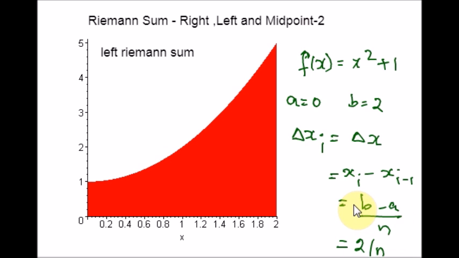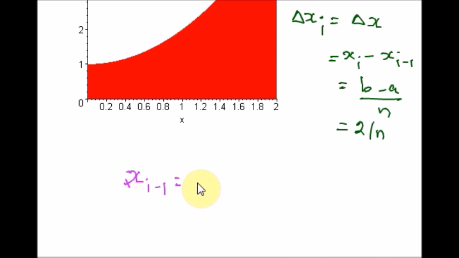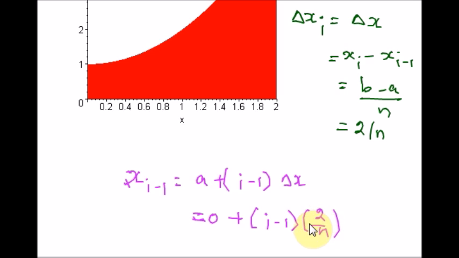Now let's find x suffix i minus 1. It is nothing but a plus i minus 1 times delta x, where delta x is nothing but b minus a over n, which is 2 over n. a is 0, so just plug in the a value and the delta x we just found. By distributing this, I'm getting 2i over n minus 2 over n. If you combine that, you'll get 2i minus 2 over n.